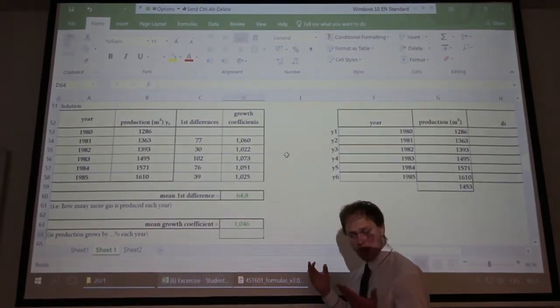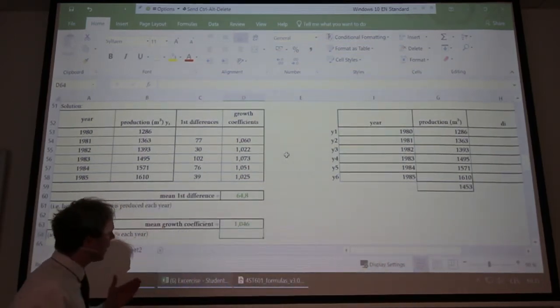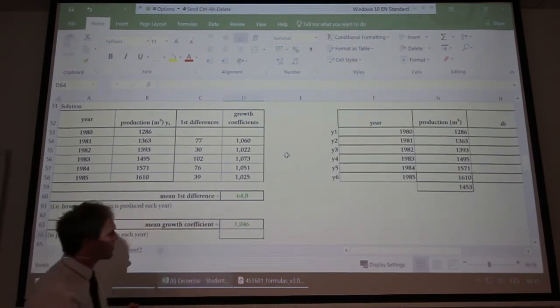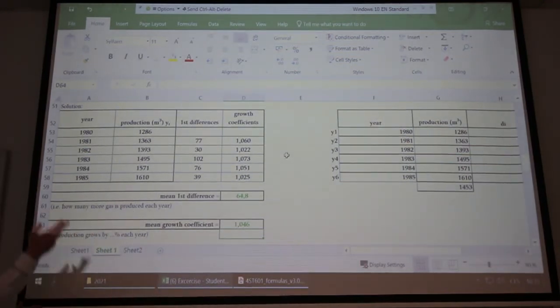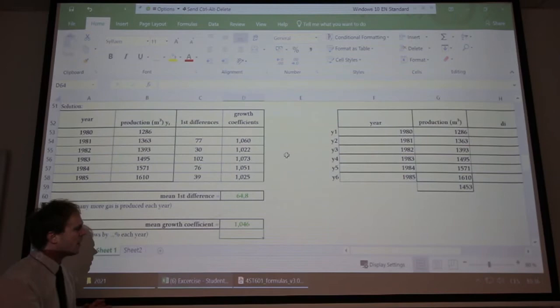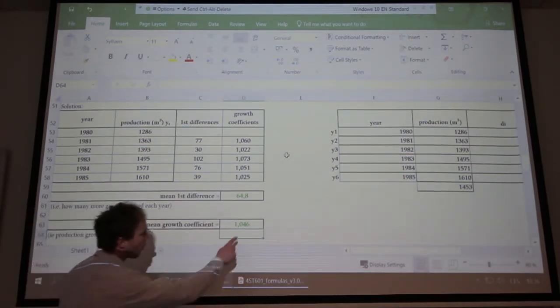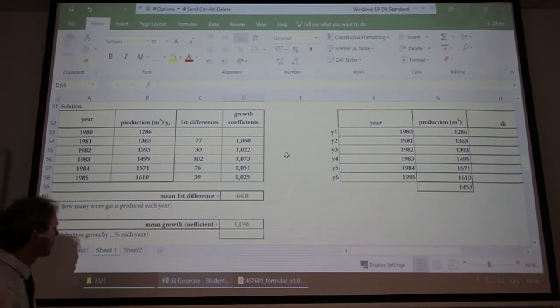1.046. What does it mean? It means that you produced more gas every year. Every year you produced more gas by 4.6%. So this is the average increase for every year. Every year you are producing 4.6% more gas. If the result is below 1, you will produce less, decreasing every year, but we have an increase.